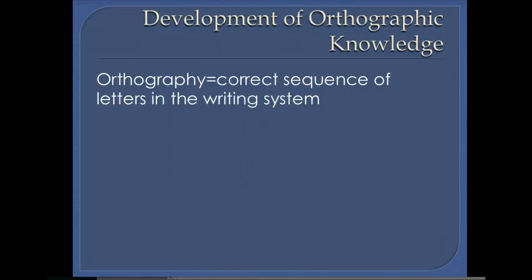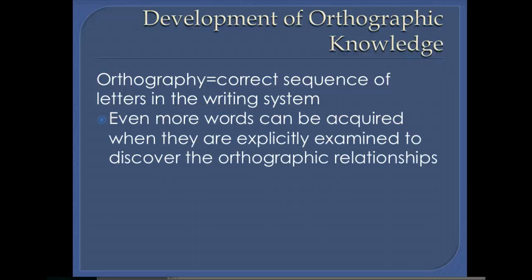Okay, development of orthographic knowledge. So orthography is the correct sequence of letters in the writing system. Even more words can be acquired when they are explicitly examined to discover the orthographic relationships. Basically this is saying that you would use your orthographic knowledge to notice that the letters C, T, A do not spell cat. So you're recognizing the correct sequence of the letters.